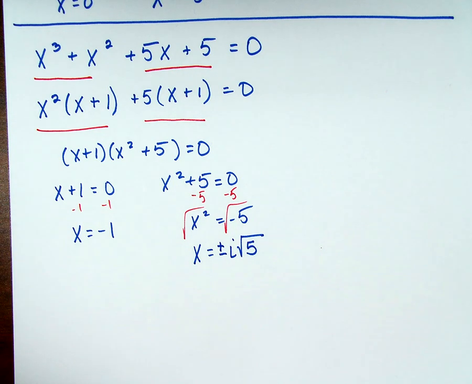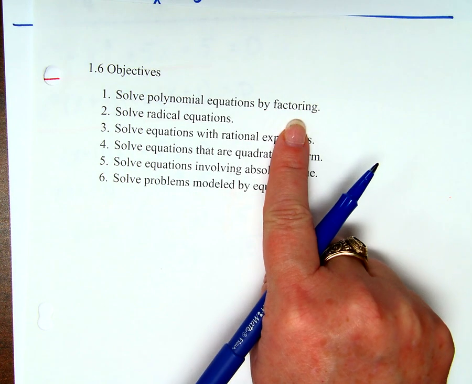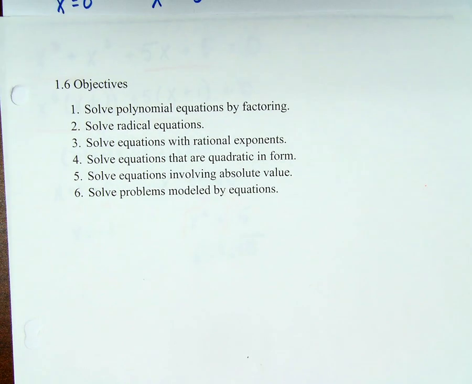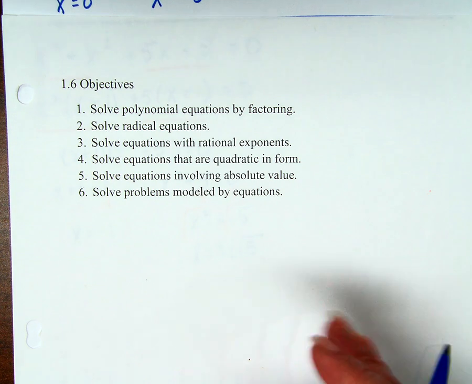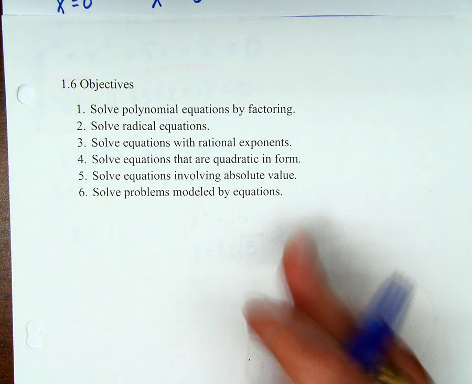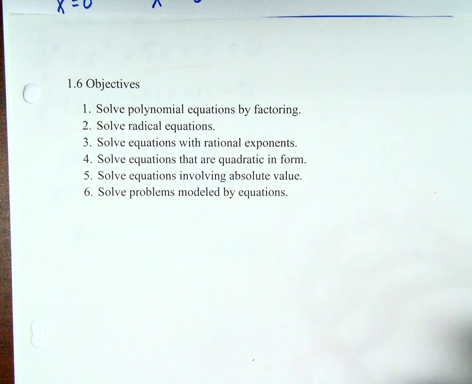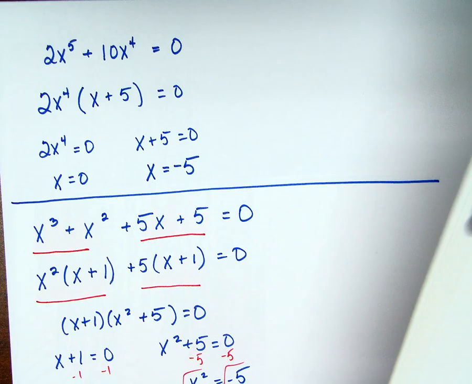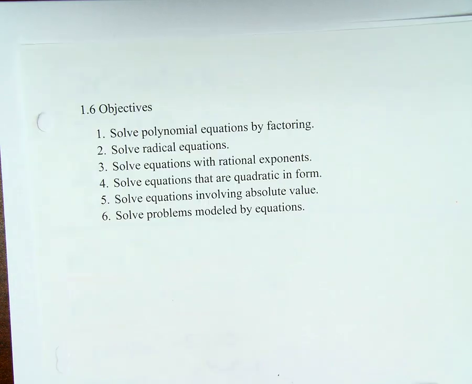Any questions about that? Any questions about solving equations by factoring? Basically, a bunch of the stuff we did in section 1.5, but we're solving it this time. We're not just factoring it and being done. We take the factors and set them equal to 0 and solve each term. All right, so radical equations.